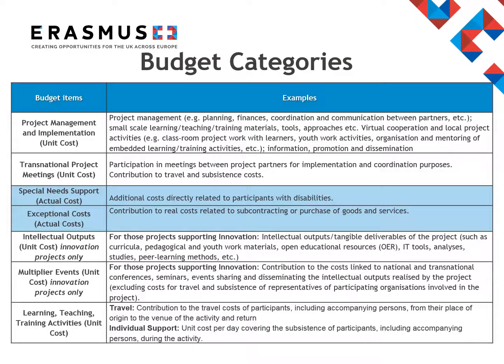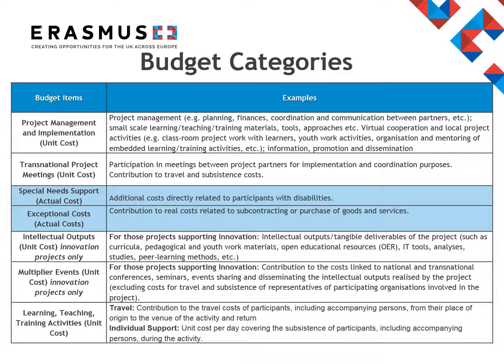On the screen, you can see all of the different budget categories associated with Key Action 2 funding. You can see the breakdown of what the different budget categories can be used for. There are two types of costs in your budget, unit costs and real costs. Unit costs are awarded based on fixed rates. If you remember back to the application form, travel was claimed according to distance bands and set rates.